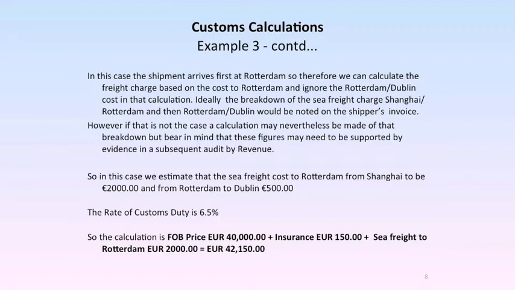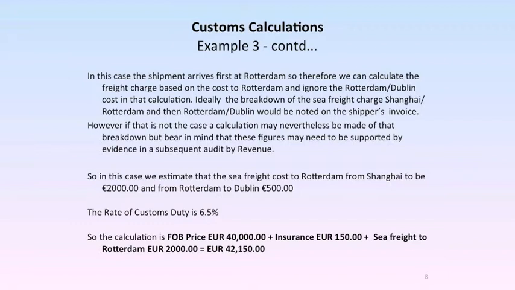Ideally, the breakdown of the sea freight charge, Shanghai to Rotterdam, and then Rotterdam to Dublin would be noted on the shipper's invoice. However, if that is not the case, a calculation may still be made of that breakdown, but bear in mind that these figures may need to be supported by evidence in a subsequent audit by Revenue. So in this case, we estimate that the sea freight cost from Shanghai to Rotterdam is €2,000 and from Rotterdam to Dublin €500. The rate of customs duty is 6.5%.